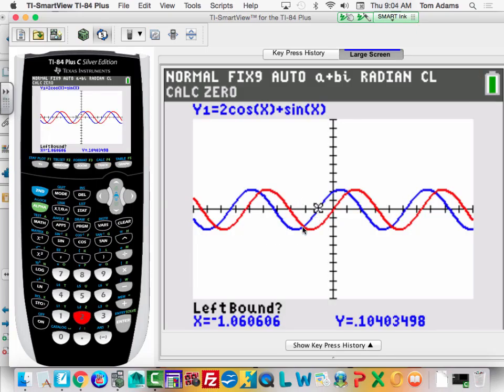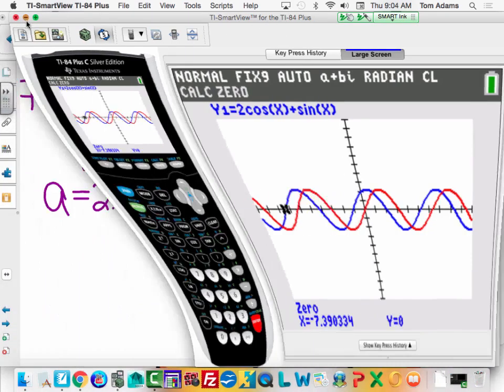Now I'm going to go down one valley and up one peak, and I want to figure out what this 0 is. It doesn't matter. I could go in the other direction. It doesn't really matter. So a little bit to the left, a little bit to the right. Find the center. And that's negative 7.39. So let's write that down.